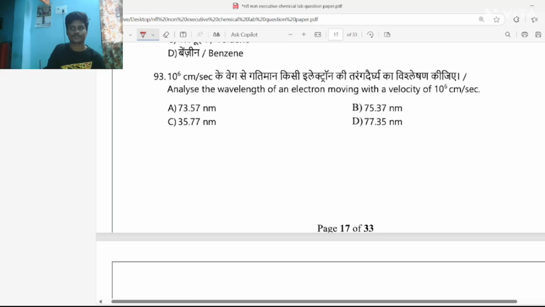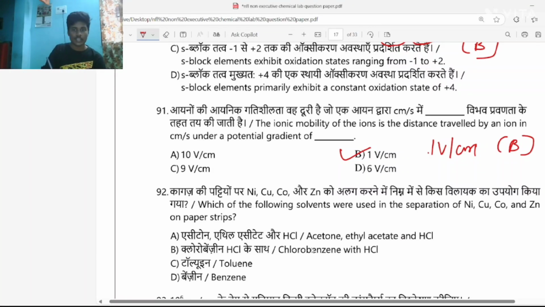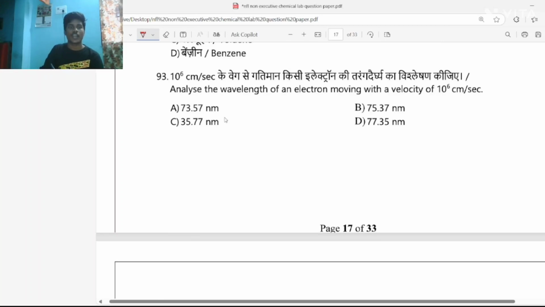Next question, 93. Analyze the wavelength of an electron moving with a velocity of 10 to the power of 6 centimeter per second. Velocity has been given as 10 to the power of 6 centimeter per second. If we solve this question, we are going to get option A as the correct answer. You are going to get the answer in centimeters. You need to convert into nanometers. The option is 73.57 nanometers. Option A is the correct answer.